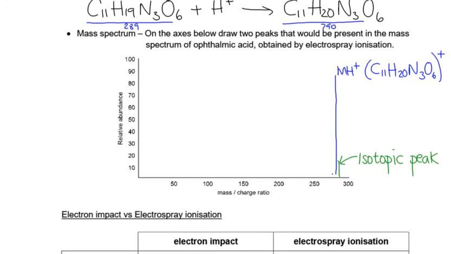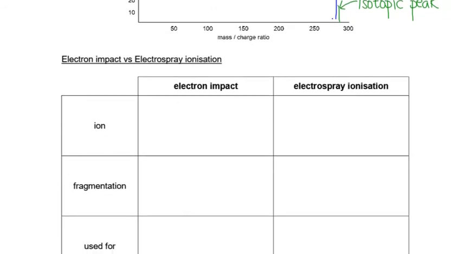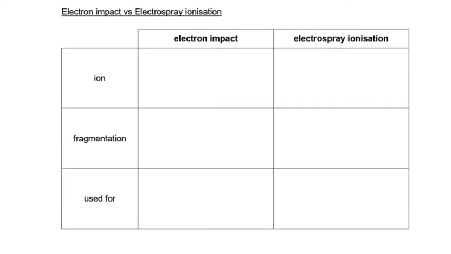So see if you can compare the two types in terms of the ion that they produce, whether they have fragmentation or not, and what they're used for. So our first thing is that in electron impact we just get the molecule as a positive ion, and so the MR will be the mass to charge value for that molecular ion peak. And in electrospray we get MH plus, and so to get the MR we're going to go to that molecular ion peak, but we've got to subtract 1 to find the MR.